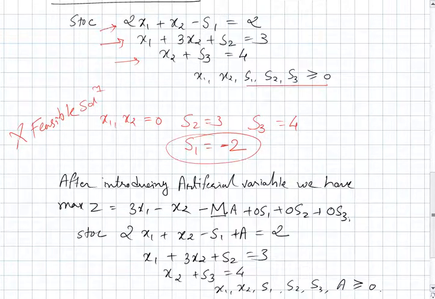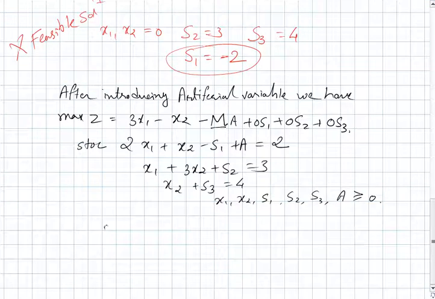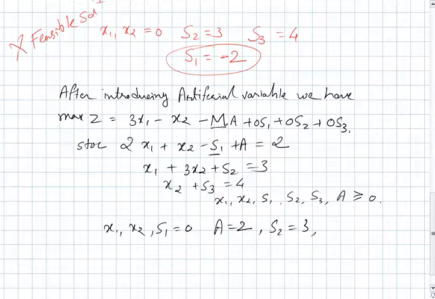If from this we want to identify the initial basic feasible solution, we take x1, x2 and s1 as 0, so you will have a equals 2. From the second constraint you have s2 equals 3, and s3 equals 4 from the third constraint.